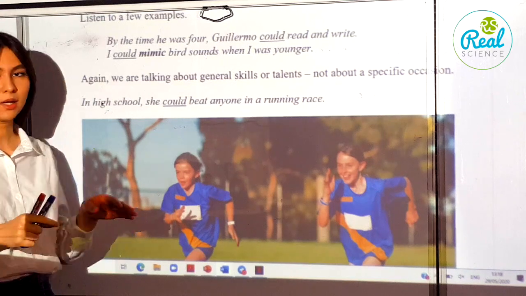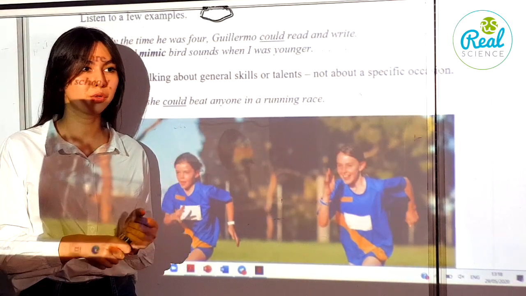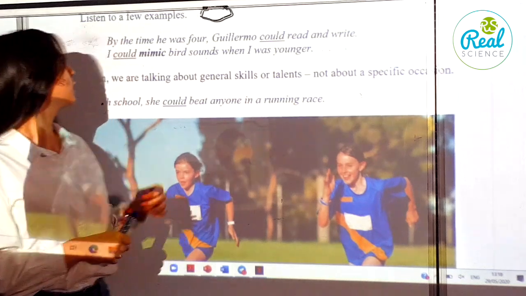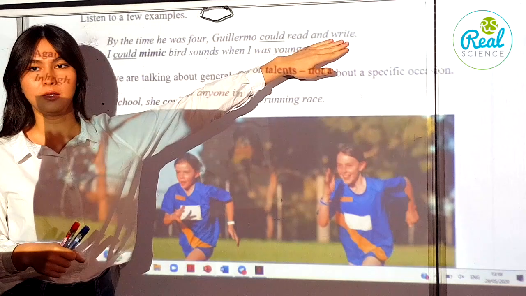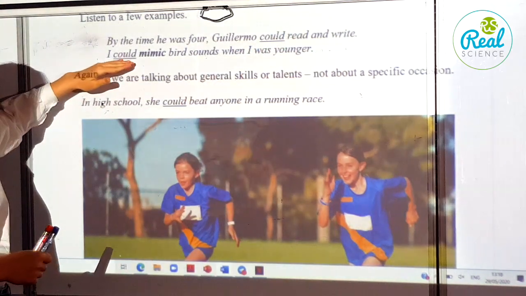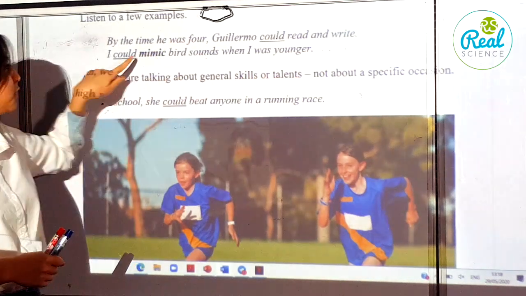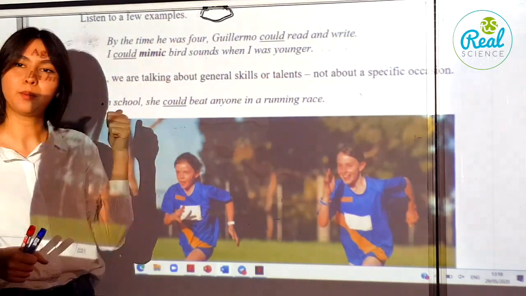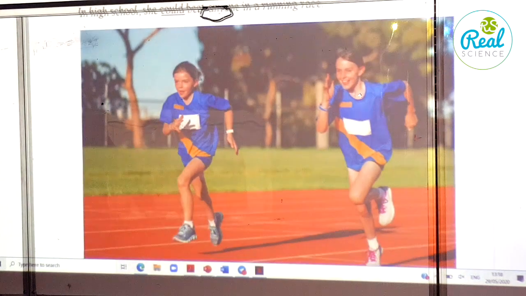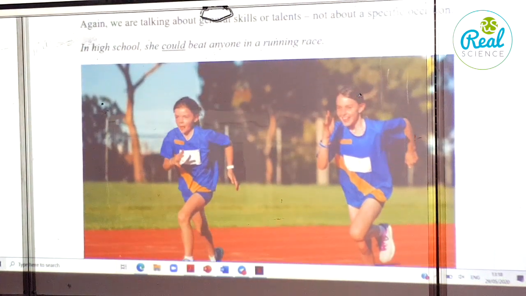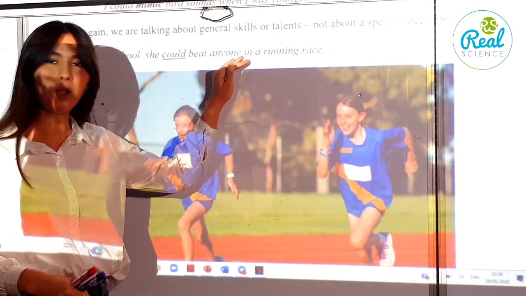Okay, very good. So as I told you, your general abilities in the past should be expressed with could, okay? So here, by the time he was 4, Guillermo could read and write. So this is his general ability. This is also, I could mimic birds' sounds when I was younger, okay? So this is also general ability in the past. So now let's continue. Okay, this is actually the last example for the general ability. Can you read this one?